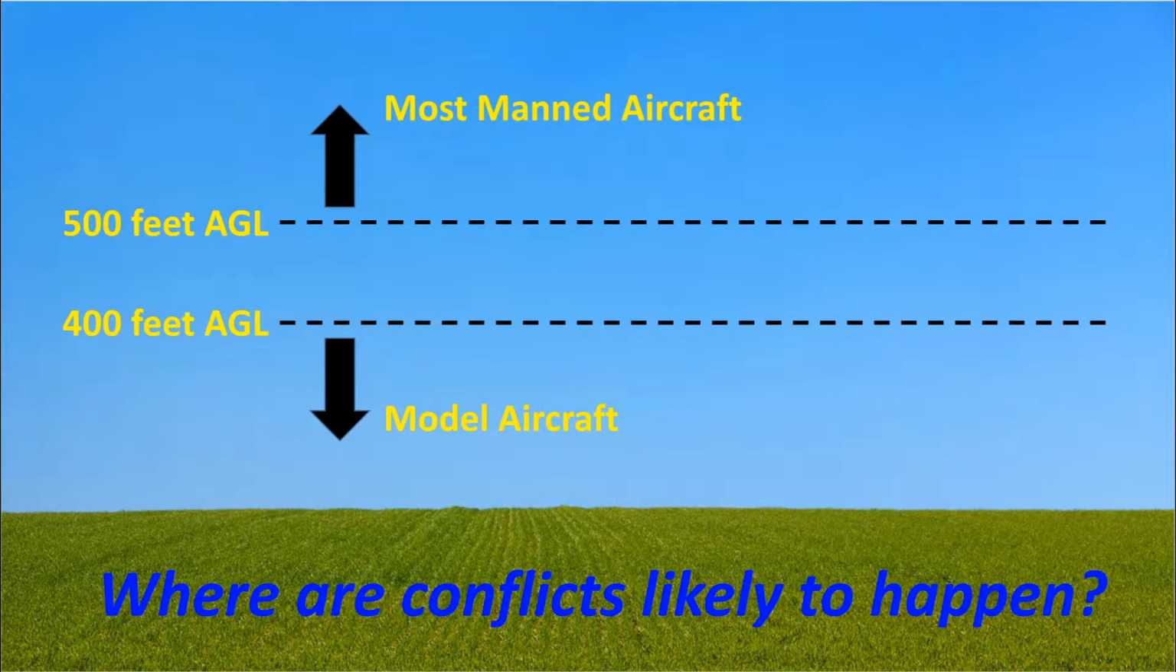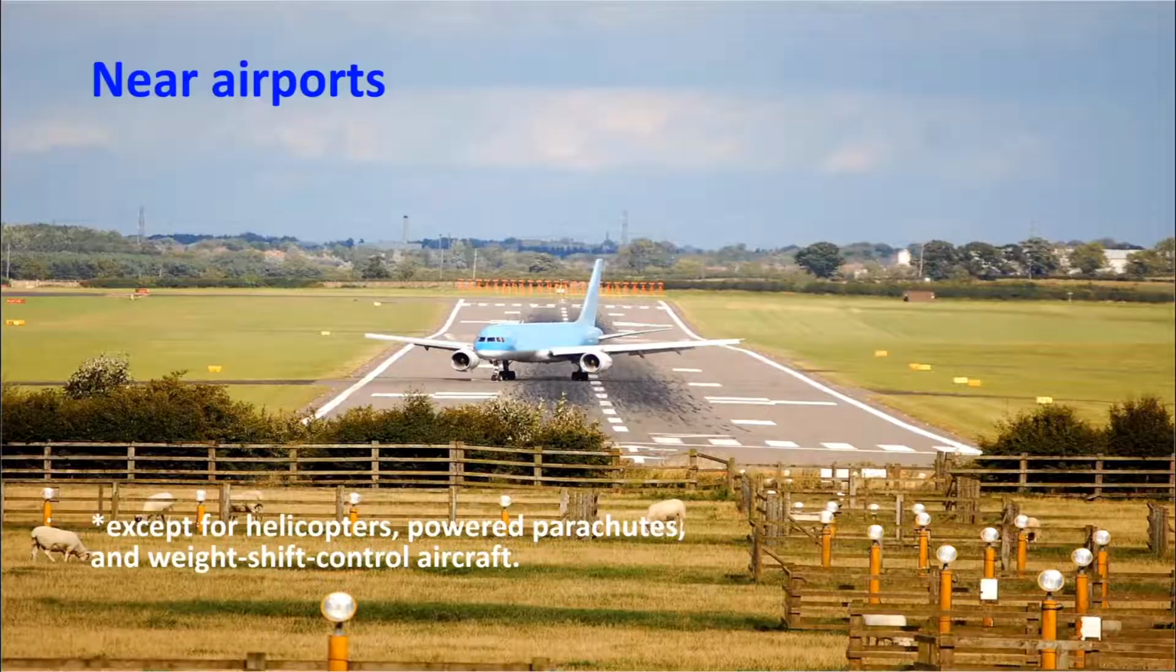So if we fly at or below 400 feet, and manned aircraft pilots fly at or above 500 feet, then where are the conflicts likely to happen? Near airports, because at some point during a flight, that manned aircraft has to take off and it has to land, requiring the pilot to fly safely below 500 feet. That's why in the next lesson, we'll look at flying within 5 statute miles of an airport.